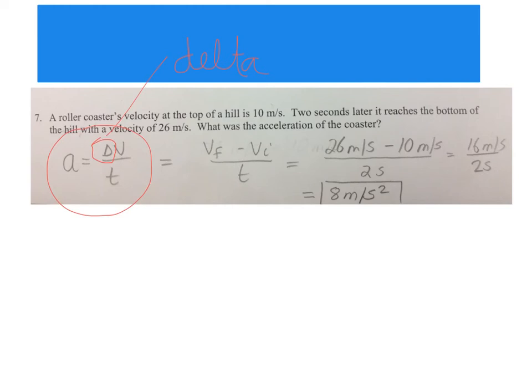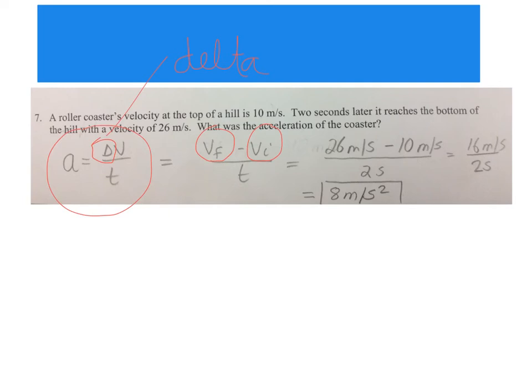So what does the change in something mean? Well, it means you need to take the final velocity and subtract the initial velocity. In other words, your change in velocity is the difference between the velocity you're going at the end and the velocity you were going at the beginning. So I've written the formula two different ways, and you can use either one that you prefer.